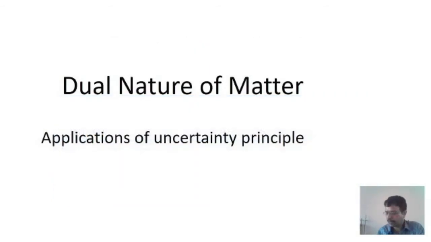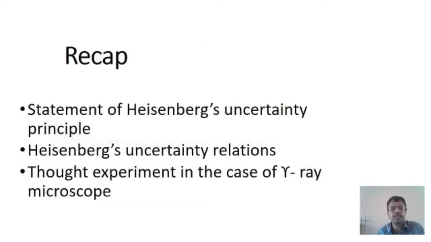In order to discuss the applications of Heisenberg Uncertainty Principle, we now know the Heisenberg Uncertainty Relation, the statement and experiment in the case of gamma ray microscope. According to Heisenberg uncertainty principle, it is impossible to measure the position and the momentum of a particle accurately and simultaneously. This is the statement.